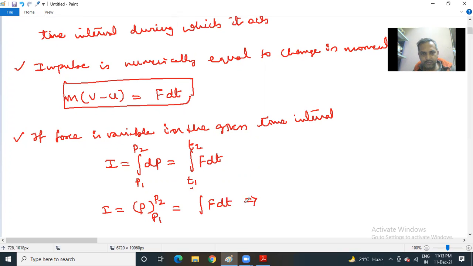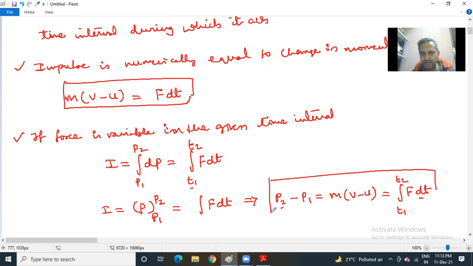There is a process to substitute the upper limit in place of p and the lower limit in place of p. Therefore p2 minus p1 can also be written as m of v minus u, because the final momentum is mv and the initial momentum is mu, which is equal to the integral of F into dt from t1 to t2. An equation may be given for F in terms of t. Then we go with integration and you will get the answer. So you can expect numericals even on this step.